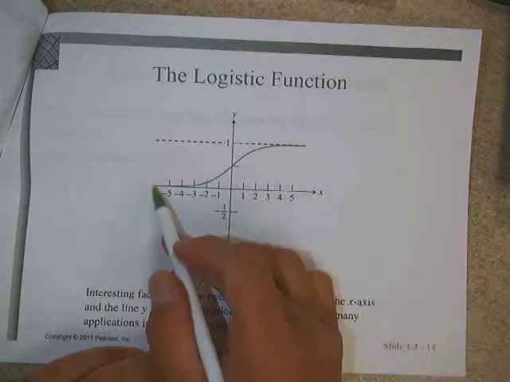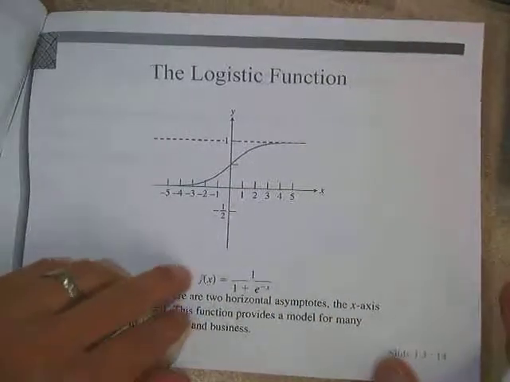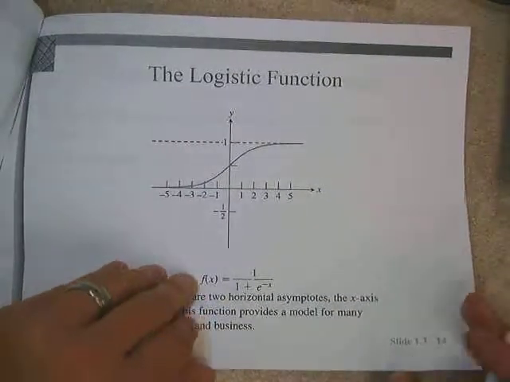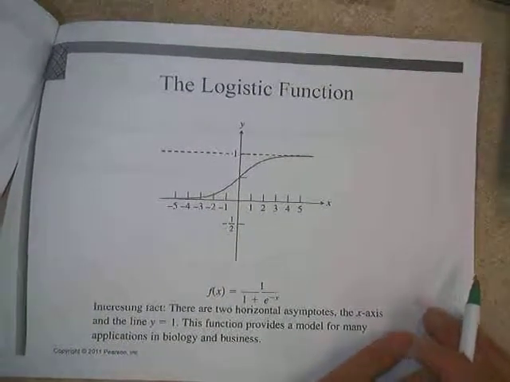And then finally the logistic function. We probably spend the least amount of time on this type of function, but we do need to know some of its behavior. So 1 over 1 plus e to the negative x. If you were to graph that with your calculator, you would see this general shape.